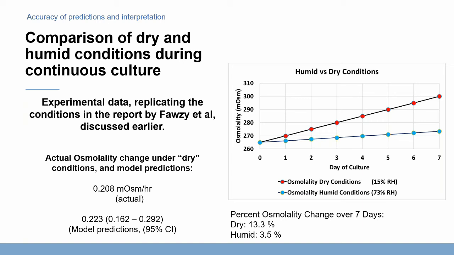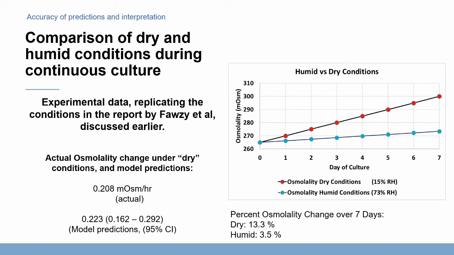And as far as a percent change from the beginning, when you culture these in the humidified setting, and this is 73% relative humidity, it's a little bit lower than what most incubators achieve. That's because of the way I had to modify the incubator to execute this experiment. But even so, in the humidified environment, the osmolality changes by only 3.5%, whereas in the non-humidified setting, it changes by over 13%. And that's a pretty big change when you're culturing embryos that are so important for people.